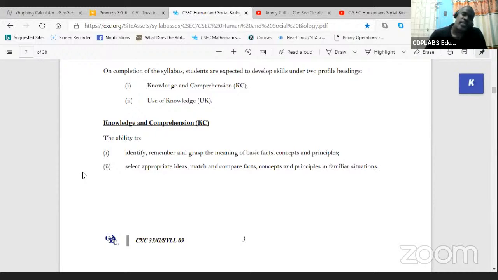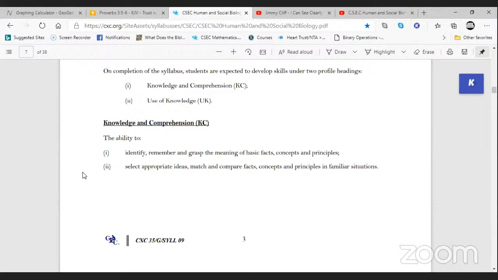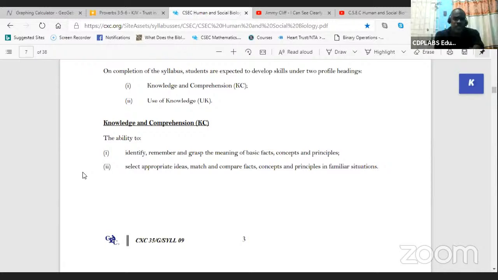Select appropriate ideas, match and compare facts, concepts, principles in familiar situations. So once you know the facts, you'll be able to apply the facts. When you're reading, because you understand the concepts and the principles, you're able to say, yes, I understand. It's like how Tarsha was saying that the first thing she would look for is if the dog is breathing or the dog is moving, because she knows that those are two characteristics of living things. Natural.